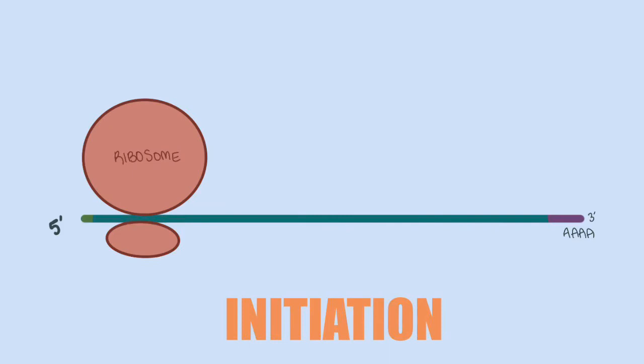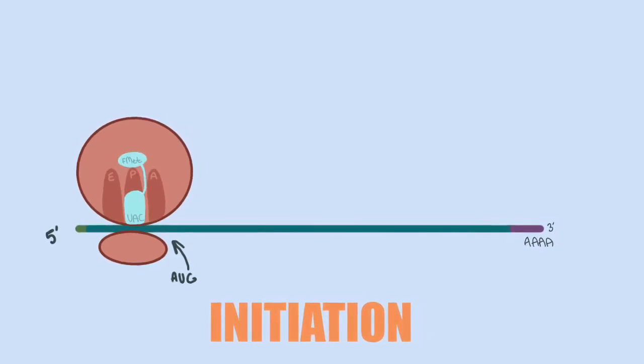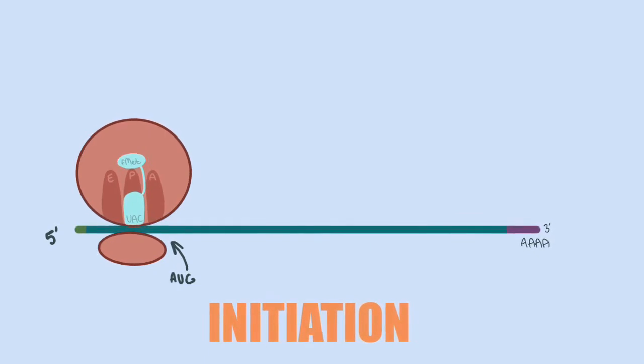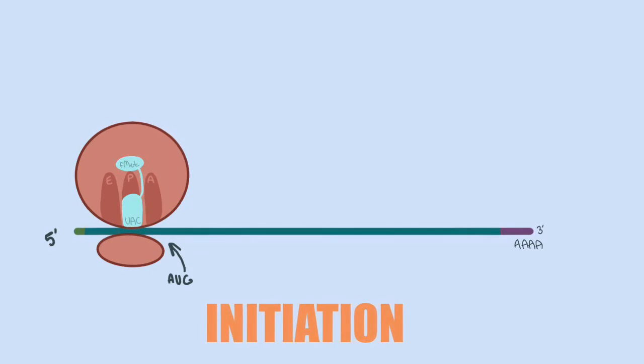Now that we know the major components of translation, let's put them into context. First, the small subunit of a ribosome binds to the 5' cap of mRNA so that it can scan for the start codon. Once this is recognized, the large subunit binds at two sites, the P site, which holds the peptide chain, and the A site, which accepts tRNA.